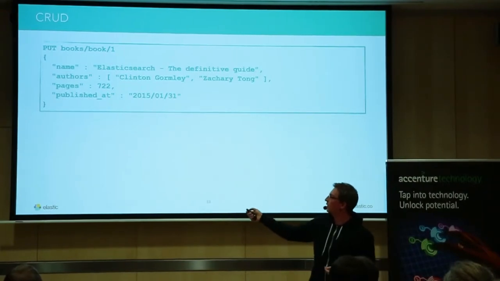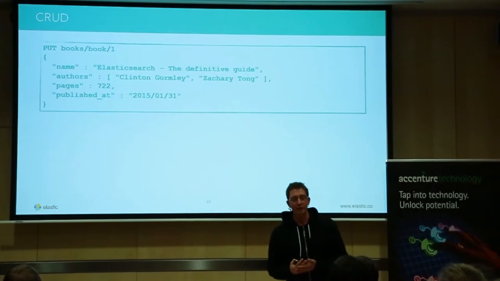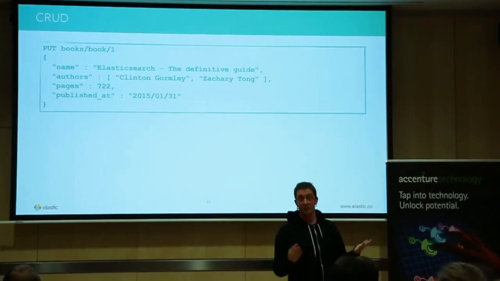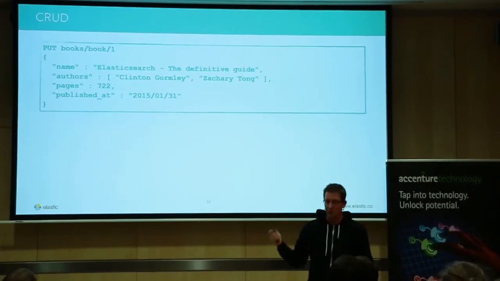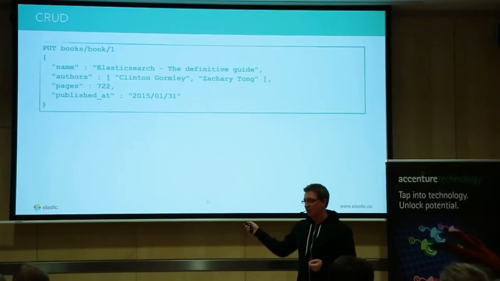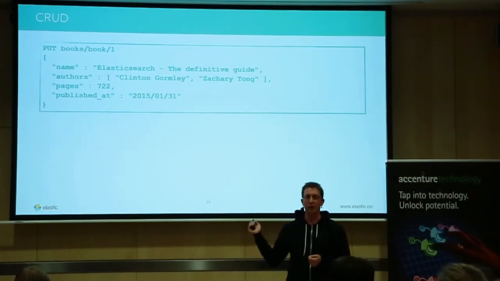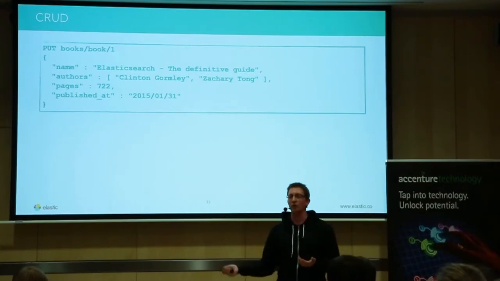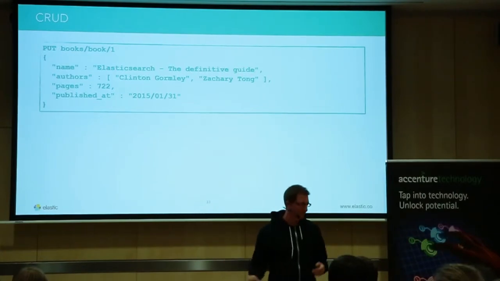The HTTP body consists of four fields here. Name and authors are string fields. Authors is a bit special because it's an array, but it's still a string field. Pages is simple, it's an integer. And published at looks like a string field, but Elasticsearch has some kind of detection mechanism to find out, okay, this looks like a date, I'm going to store it as a date. The reason for this is obviously that the sorting is different if you have a date or a string.